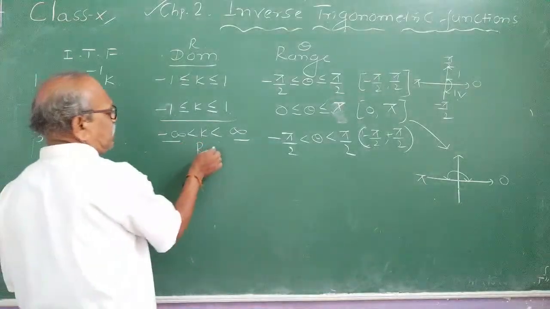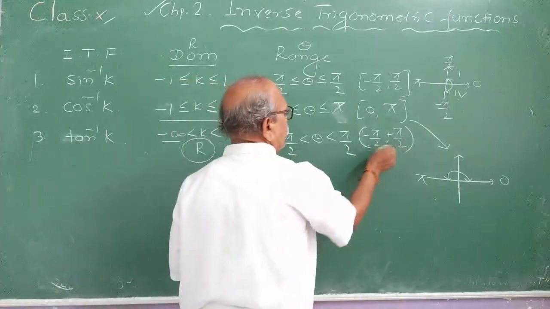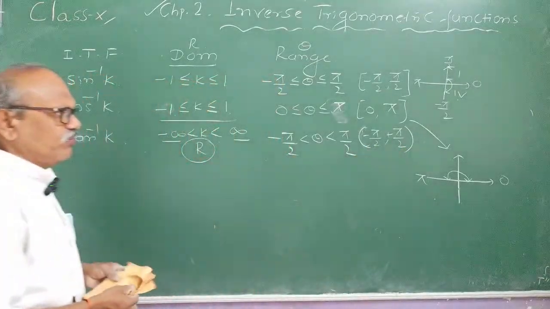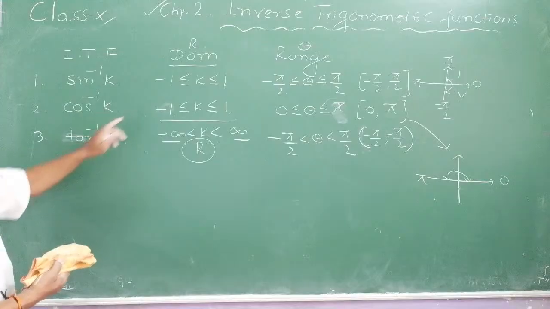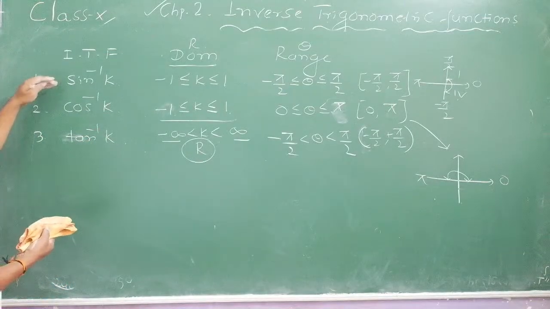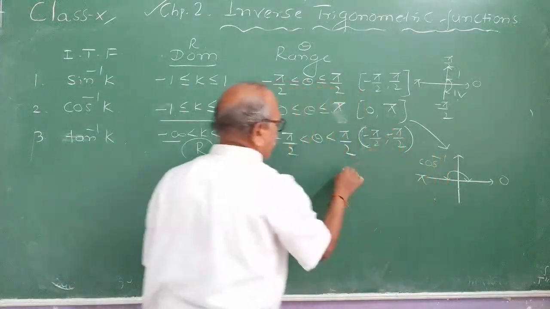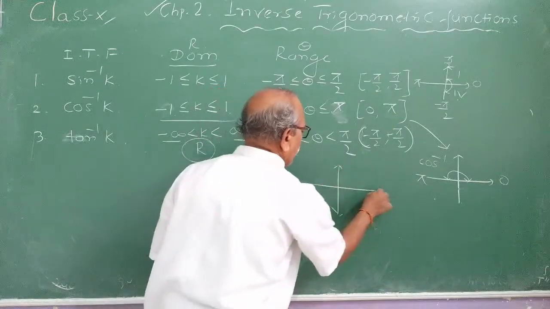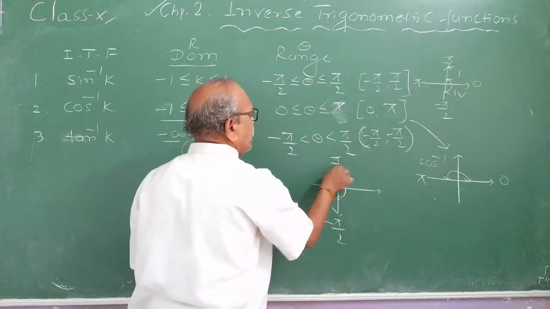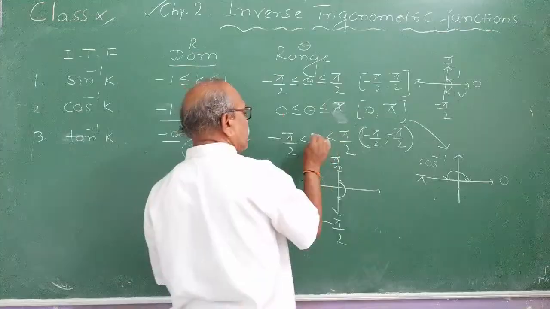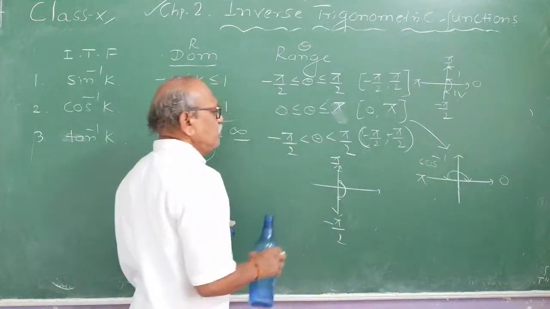And the inverse tan function value may be any real number, and the value will be -π/2 to +π/2. I hope you understood. In the first round, we define three inverses: sine inverse, cos inverse, tan inverse. Similarly, tan inverse will be true only if it lies in minus π/2 to plus π/2, excluding ±π/2, because the moment it becomes π/2, it will become infinity.